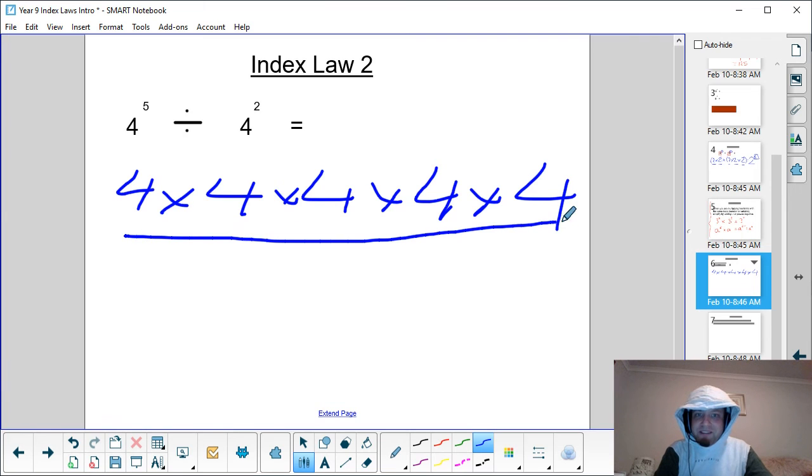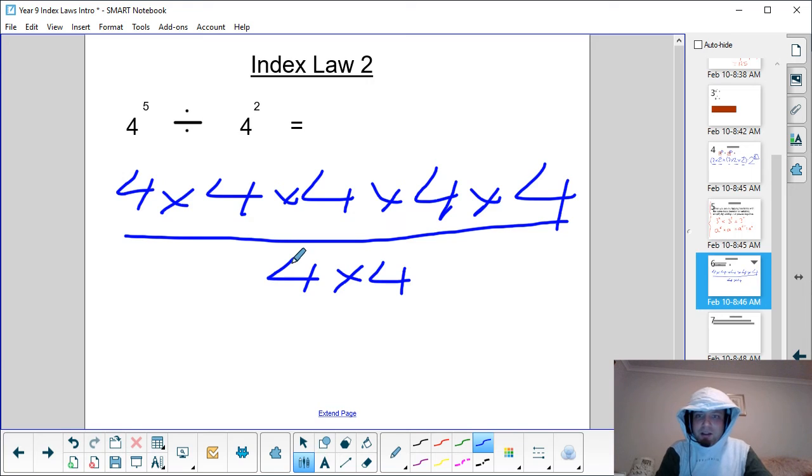And divided bys, a fraction is a divided by. I'm going to write it as a fraction. I'm getting rid of this, right? So I've got 4 to the power of 5, and I'm dividing away 4 to the power of 2, 4 squared, okay?